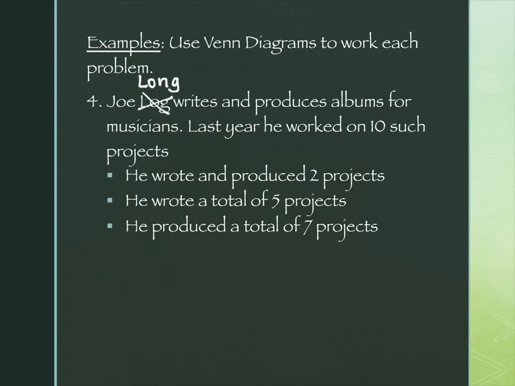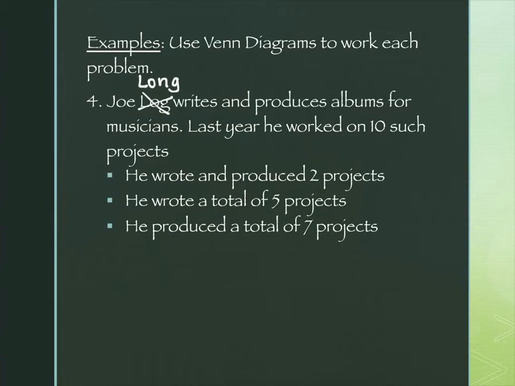So we have Joe Long, and he writes and he produces albums for musicians. Last year, he worked on 10 such projects. He wrote and produced 2 projects. He wrote a total of 5, and he produced a total of 7. Okay, pretty good so far.